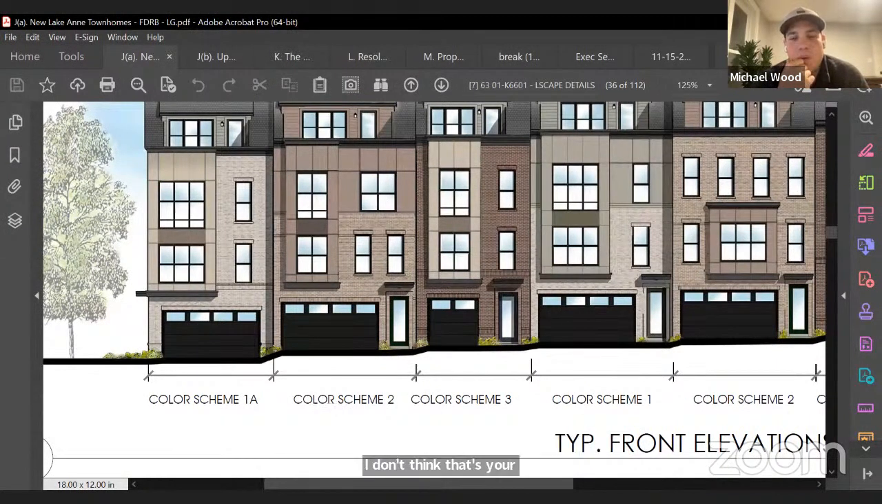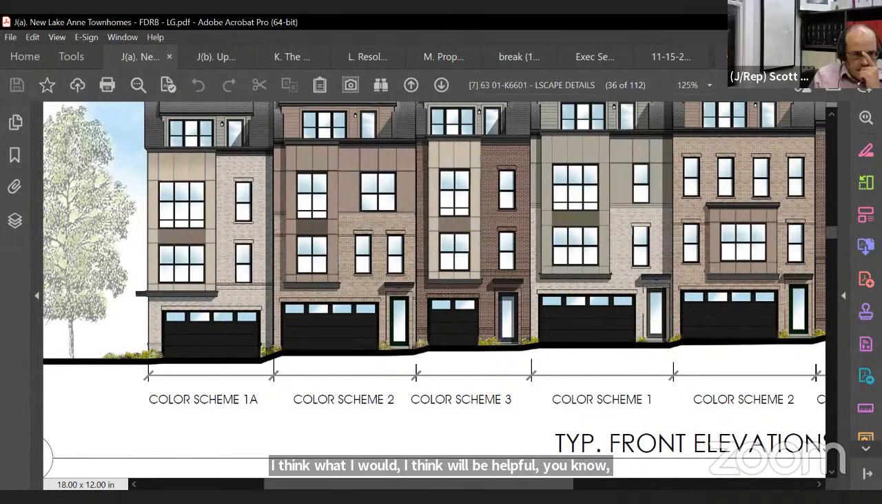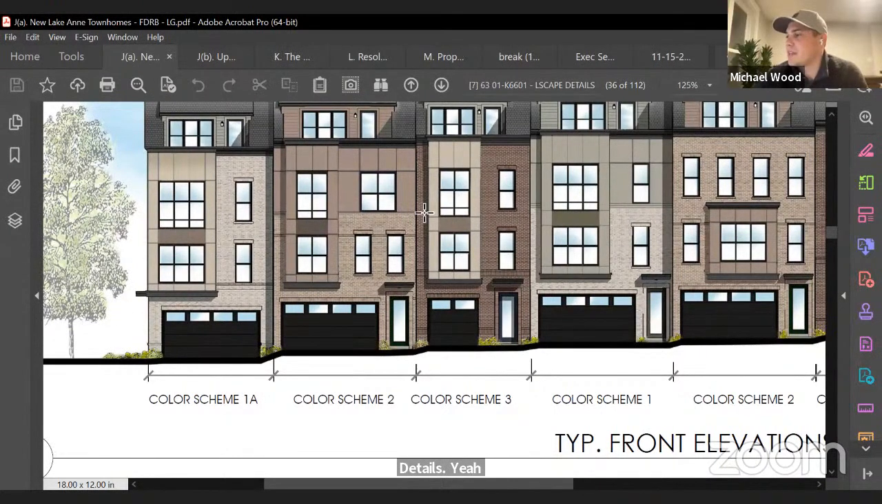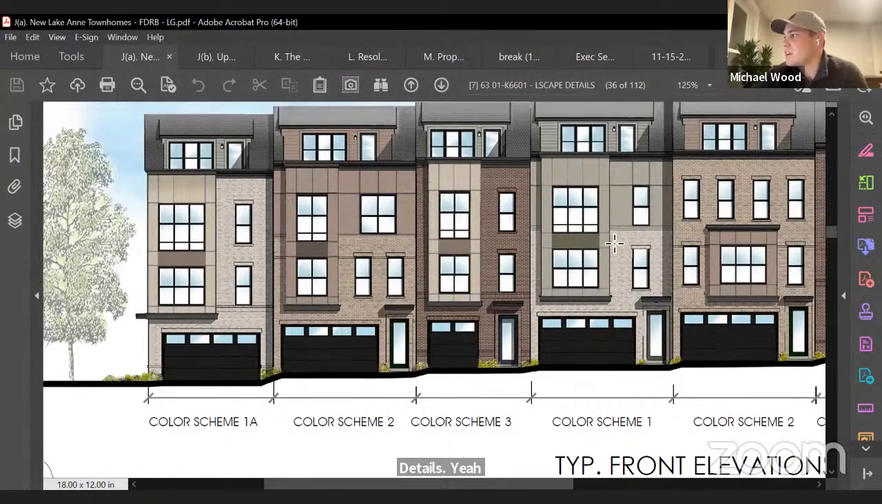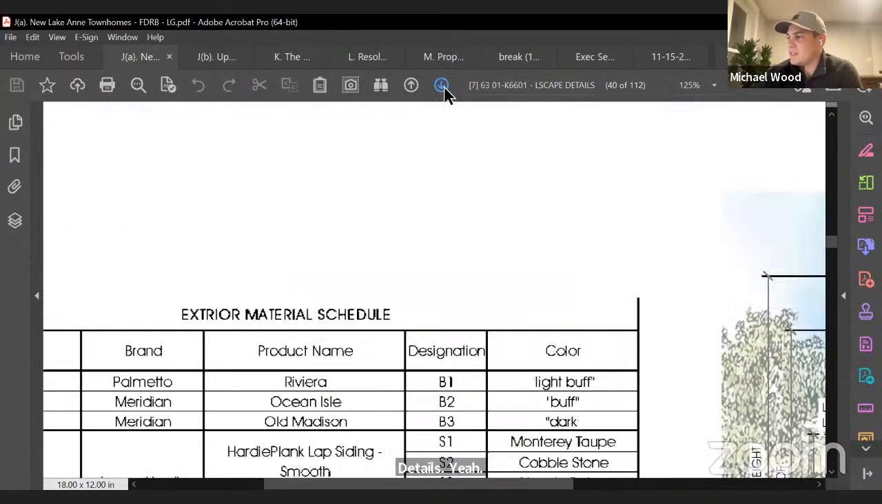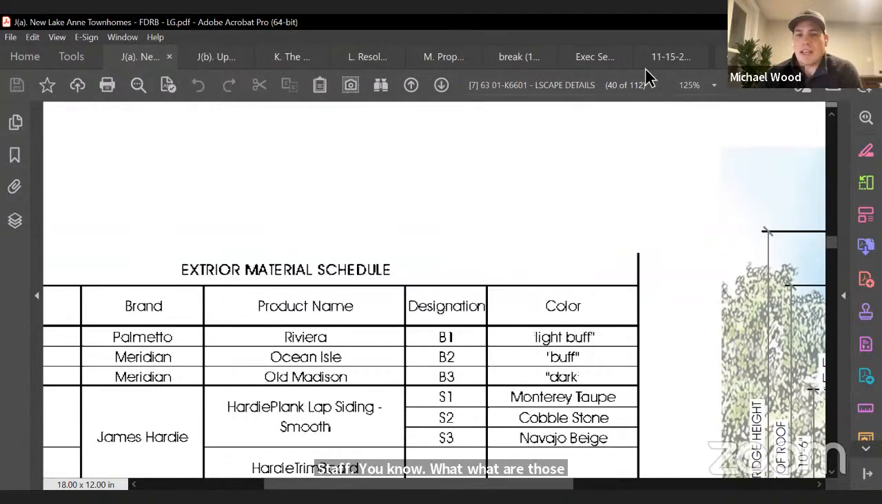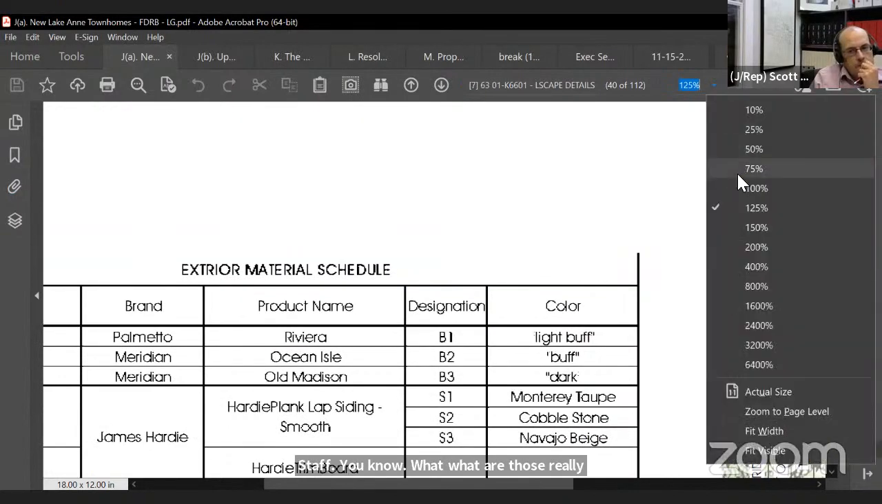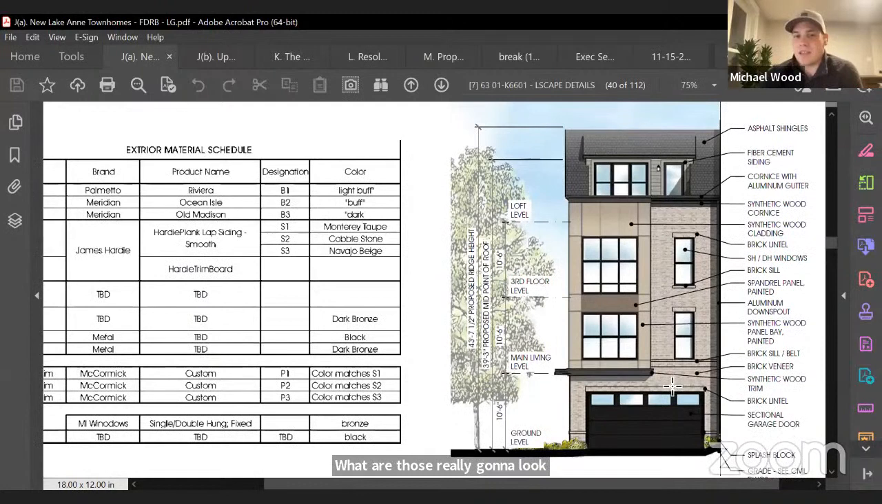I think what would be helpful would be to submit a more detailed elevation, on whatever sheet it may be, to really render what these double hungs look like and what that condition really looks like. So slide 40, staff, what are those really going to look like with the true window style that you're now picking?